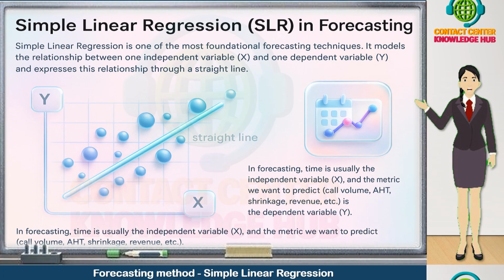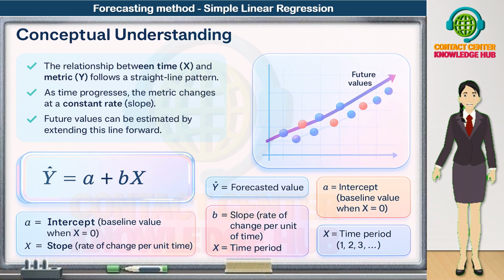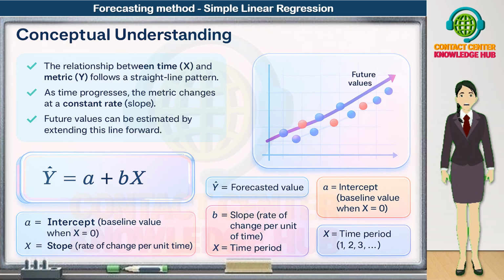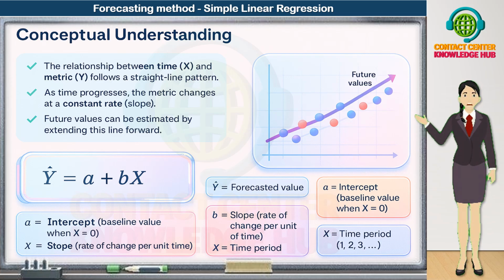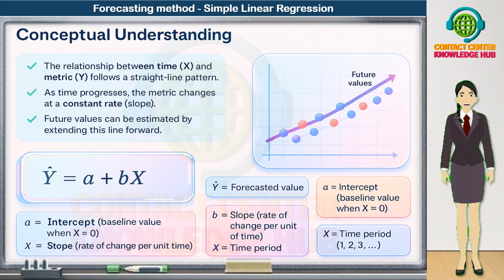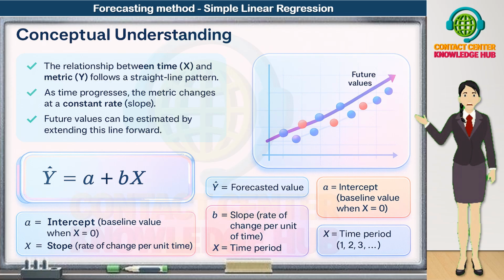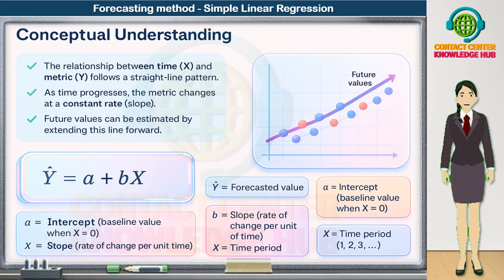future values. Let's understand the conceptual foundation of simple linear regression, or SLR. SLR is based on three key assumptions. First, it assumes that the relationship between time, represented as X, and the metric you want to forecast, represented as Y, follows a straight line. Second, it assumes that as time moves forward, the metric changes at a constant rate. This constant rate is known as the slope. And third, it assumes that future values can be estimated simply by extending this straight line into the future.